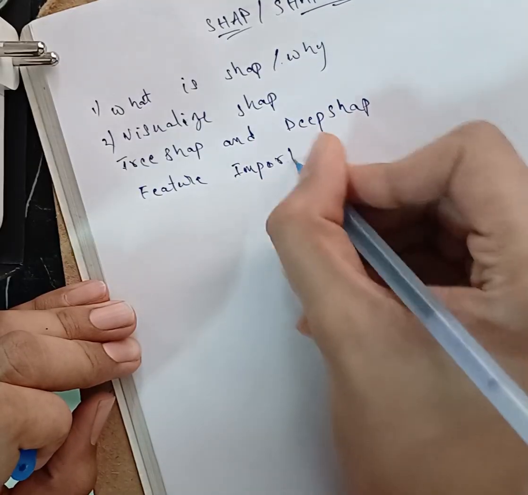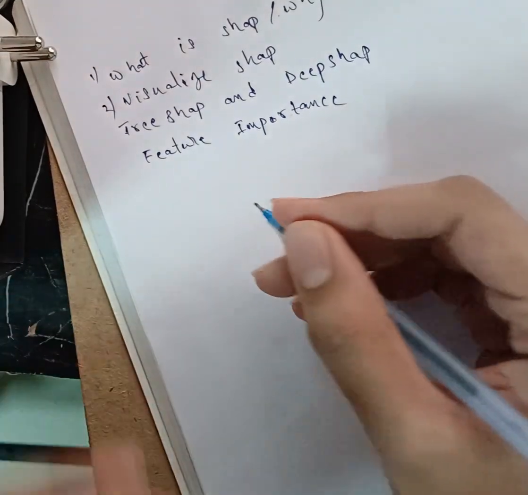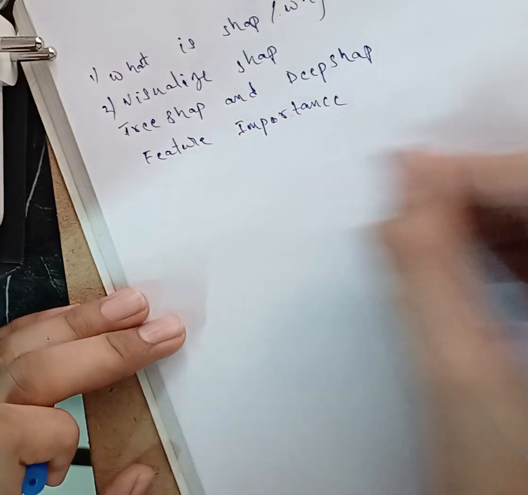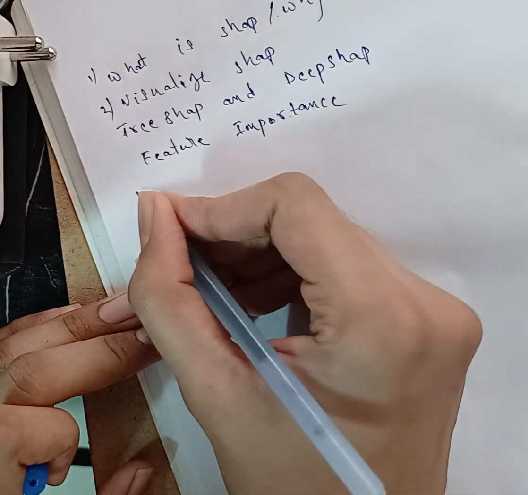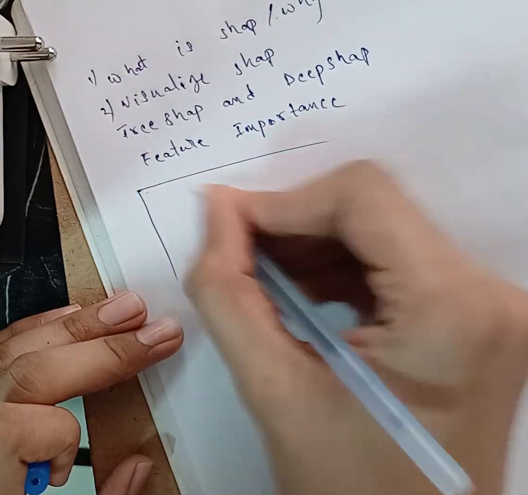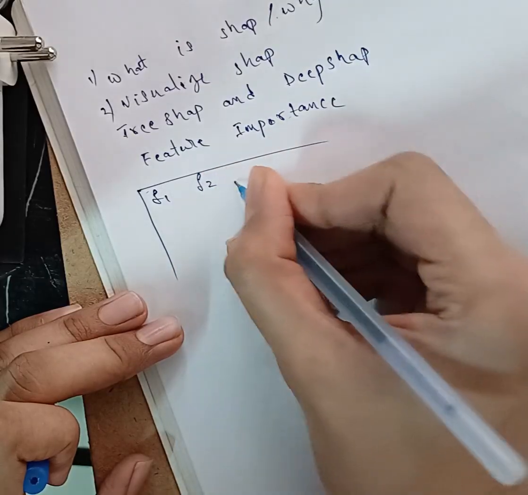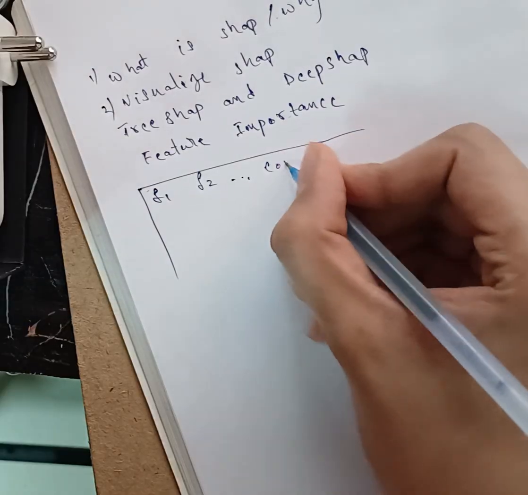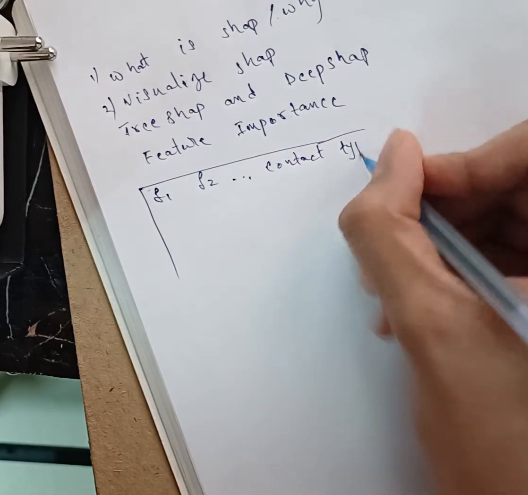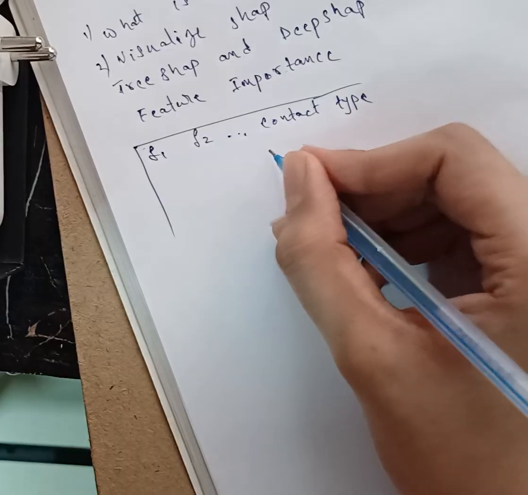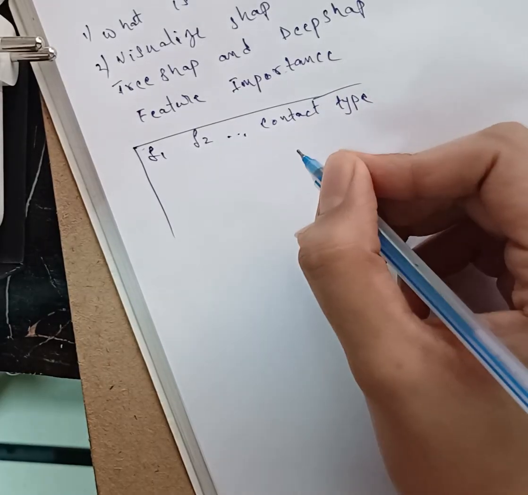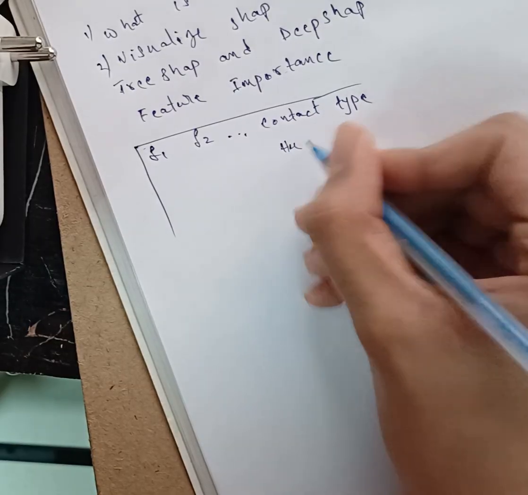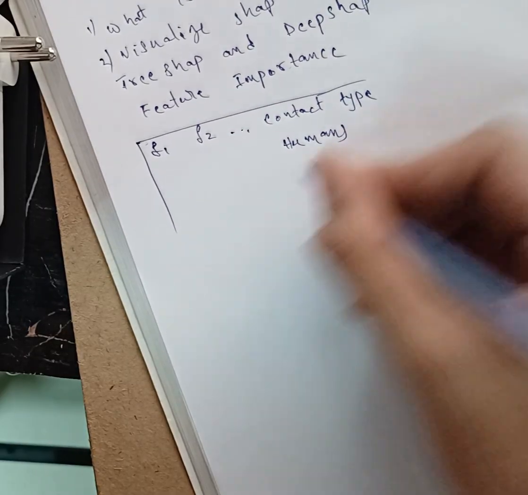Feature importance. Now let's try to understand this with an example. Let's say we have one data set, and the data set has many features like feature 1, feature 2 and so on, and let's consider one feature as contact type. This contact type includes two categorical variables. One is humans, and the other one is automatic.